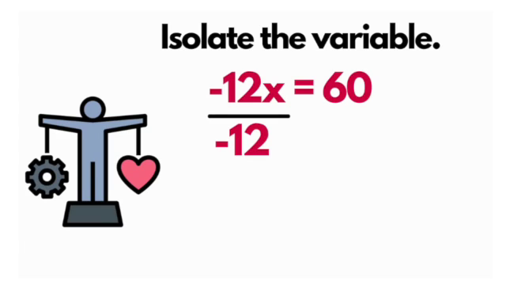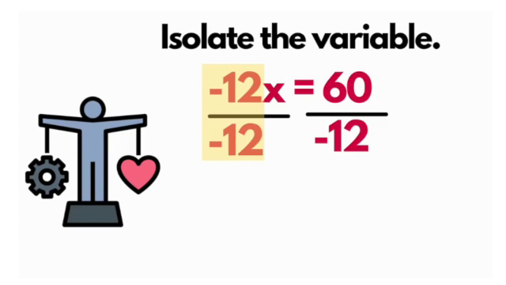Well, negative 12x, when that variable is attached to that number, it's multiplication. What's the opposite process of multiplication? Division. So we're going to take negative 12x and divide it by negative 12. And we have to do that on both sides to keep it balanced.